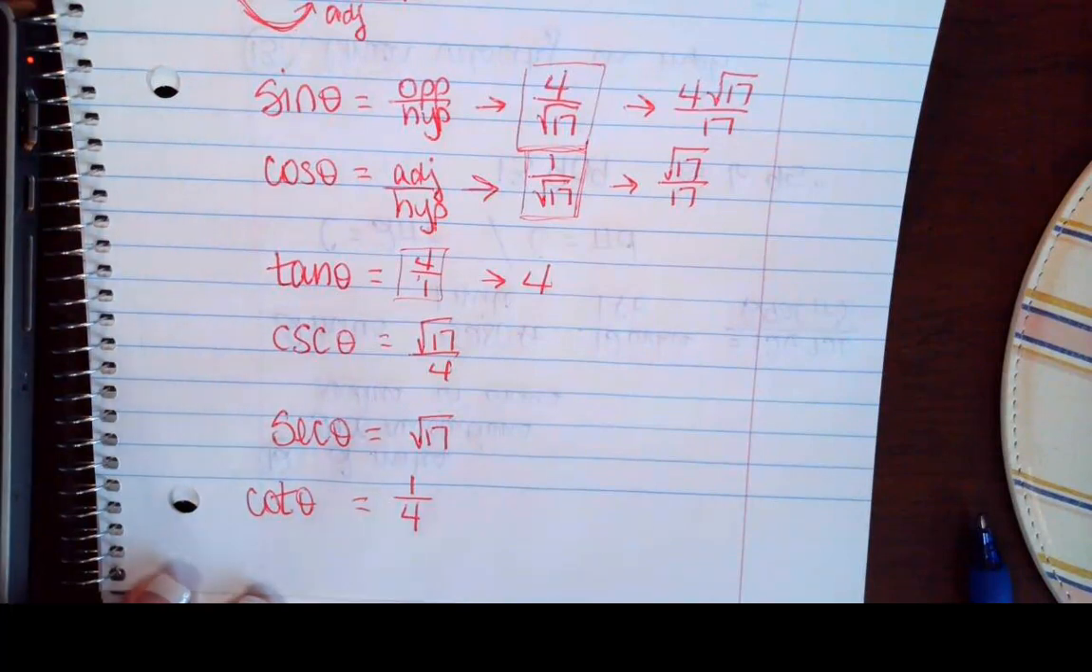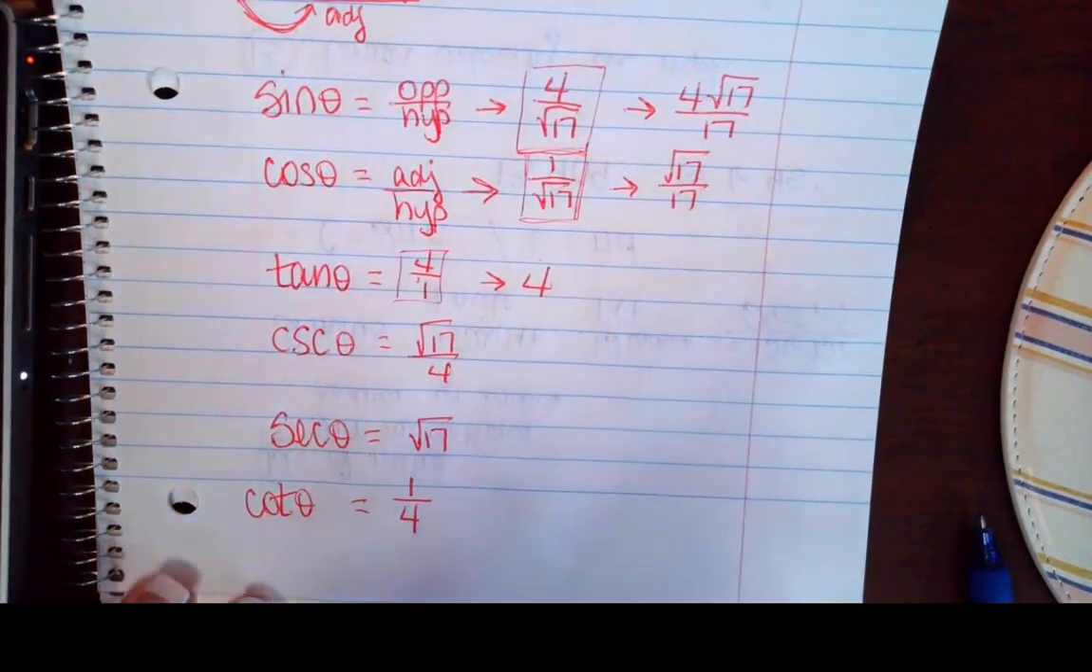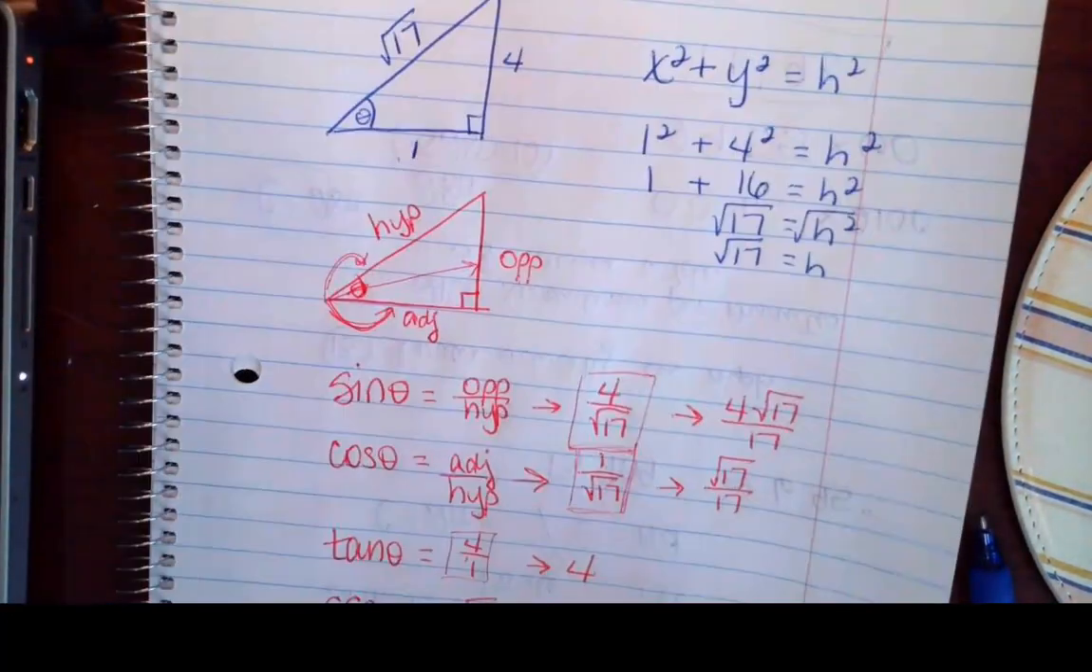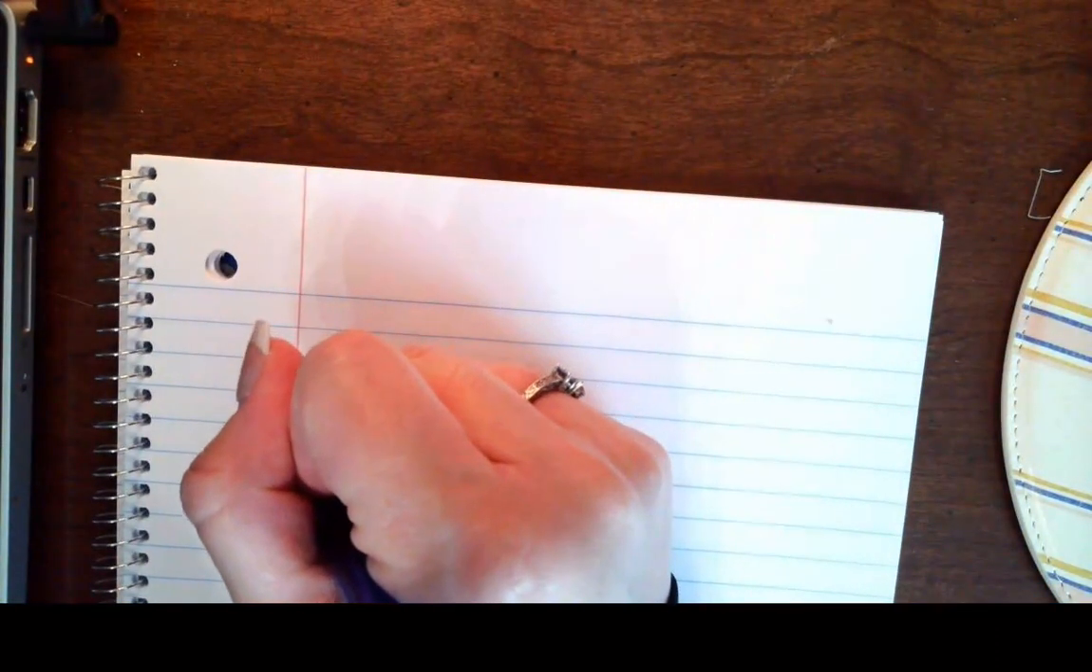Okay, so let's try this again. We have a right triangle.